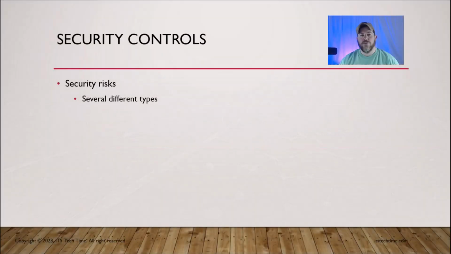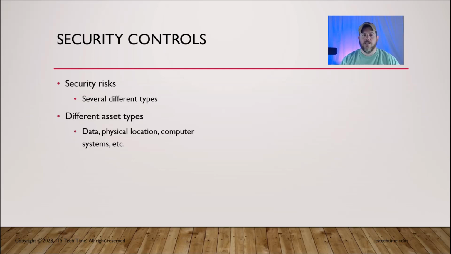As a security professional, you're going to face a lot of different security risks from several different sources. And several of those security risks would depend on the different asset types that you're tasked with protecting. Anything from data to the physical location to computer systems at those locations, and many others. But the goal is to prevent and minimize the damage by using different types of security controls.